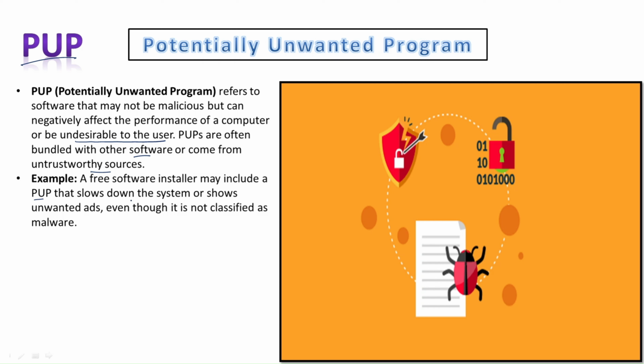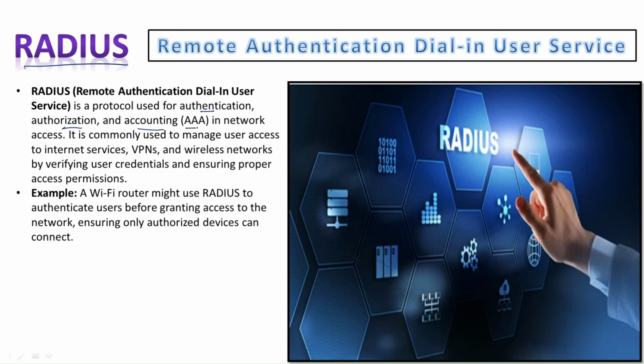RADIUS, that is remote authentication dial-in user service. So RADIUS is a protocol used for authentication, authorization, and accounting, that is AAA, in network access. It is commonly used to manage user access to internet services, VPNs, and wireless networks by verifying user credentials and ensuring proper access permissions. For example, a Wi-Fi router might use RADIUS to authenticate users before granting access to the network, ensuring only authorized devices can connect.